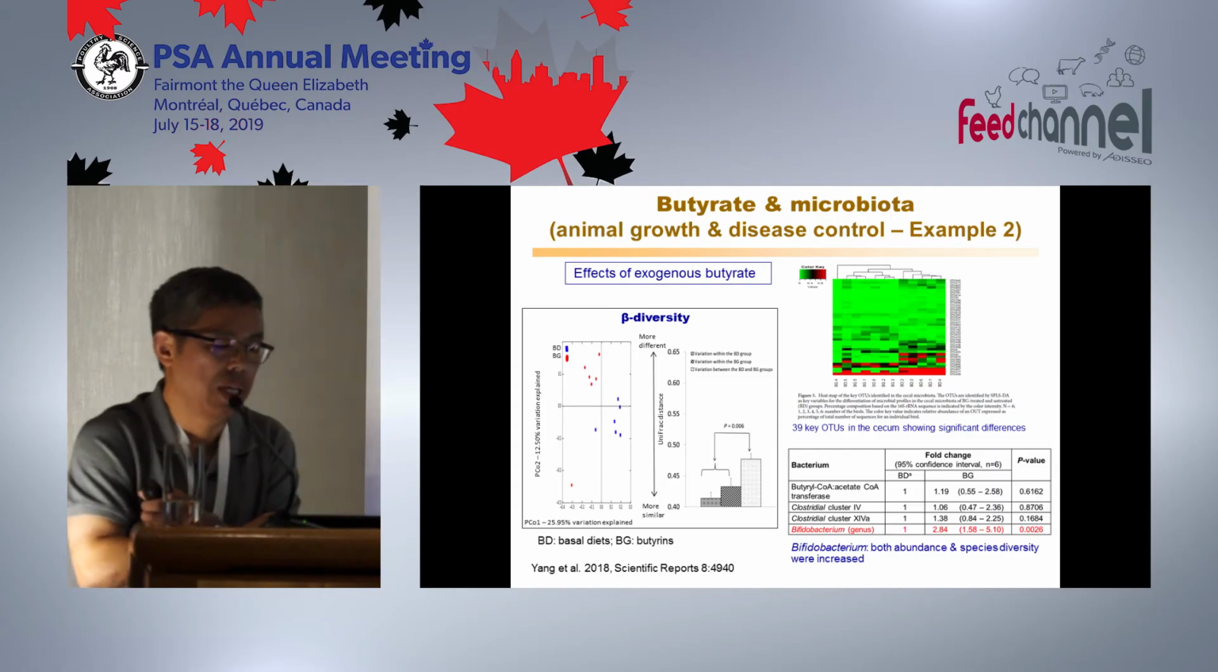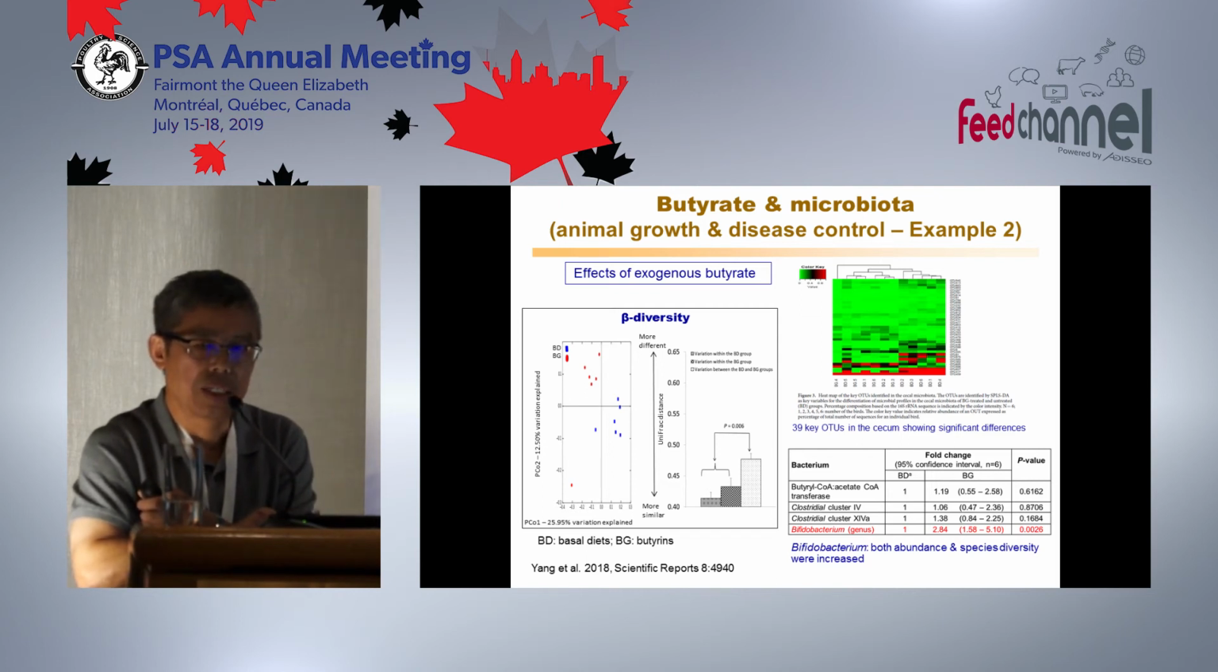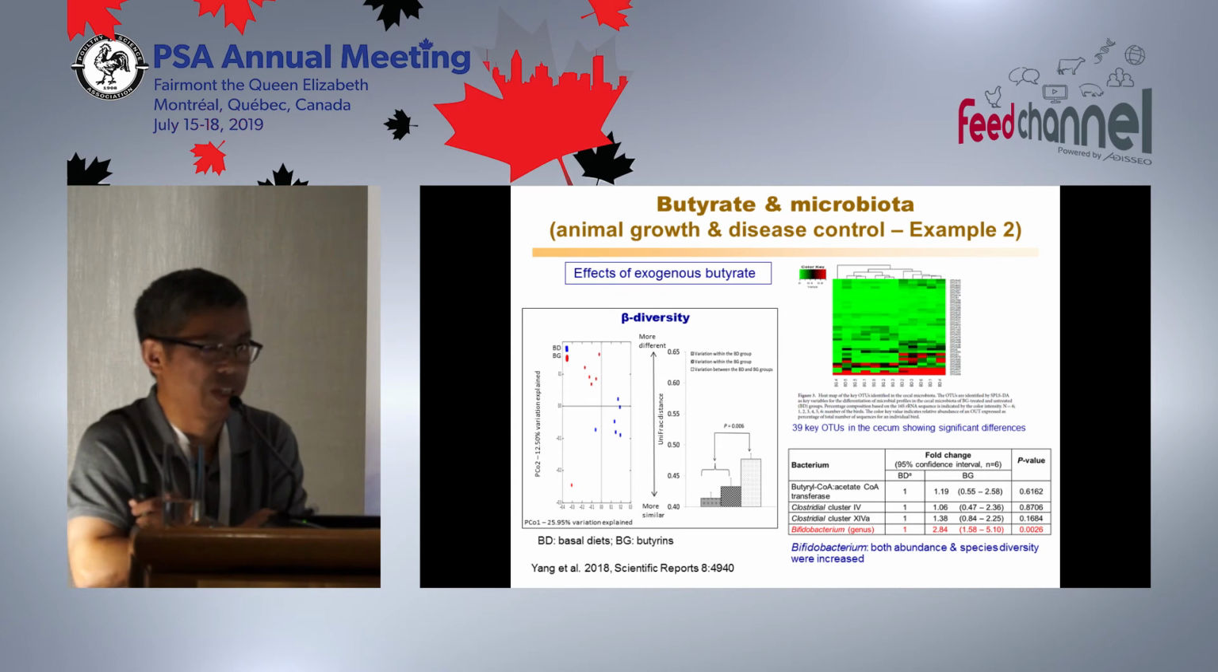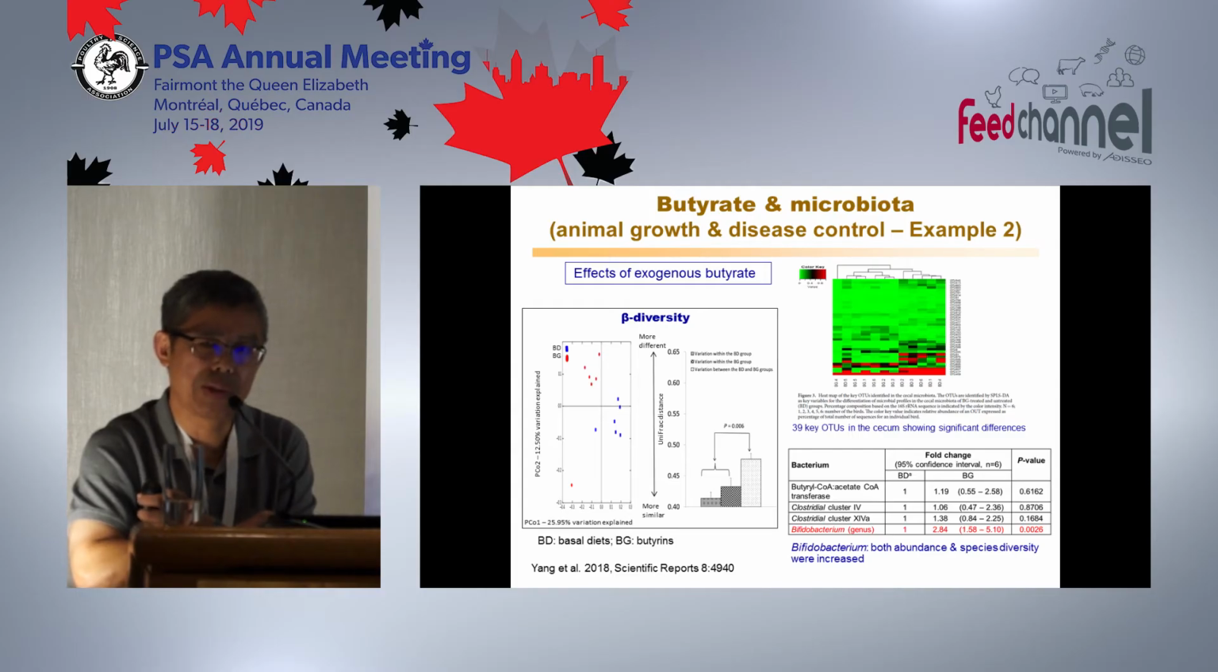We also identified more than 30 key bacteria, key components of the microbiota, as indicated at the top of the heat map panels. And we followed up with a real-time PCR analysis. Among those butyrate-producing bacteria, like clusters 14 and 4, we didn't see any changes in their abundance in the population. However, we identified that both the abundance and the species diversity of bifidobacteria significantly increased by the treatment of butyrate.